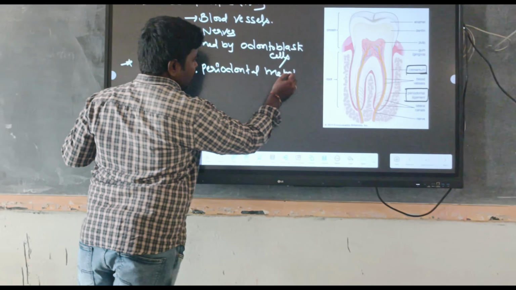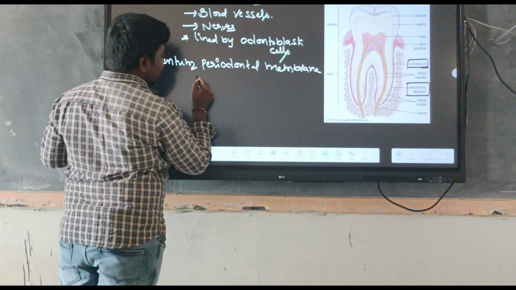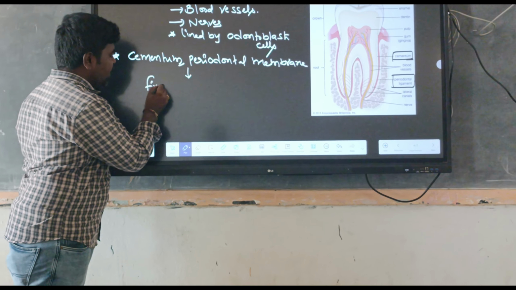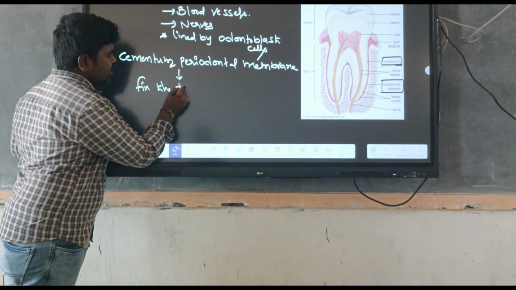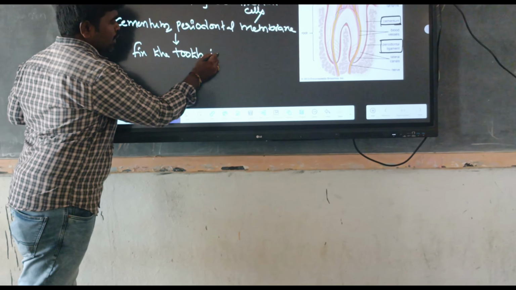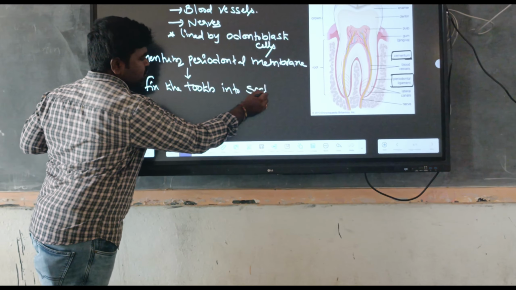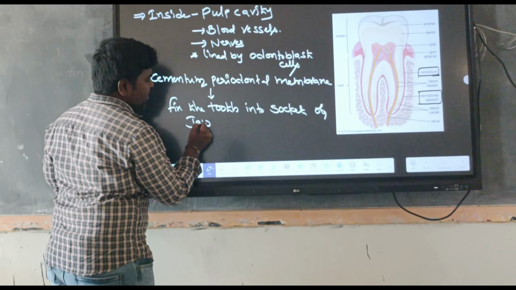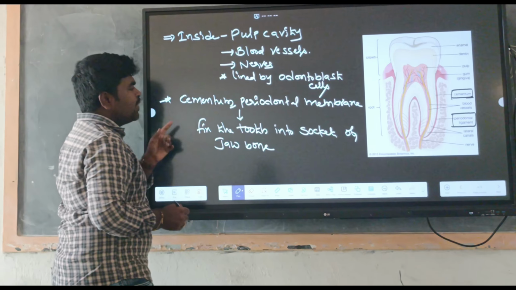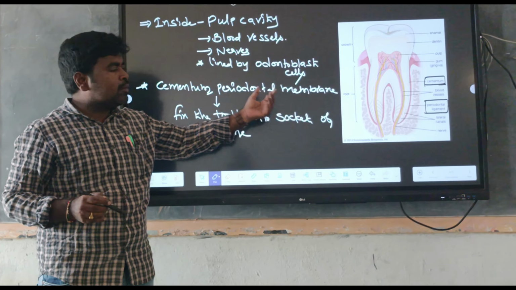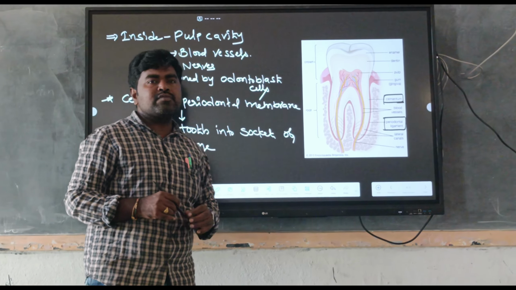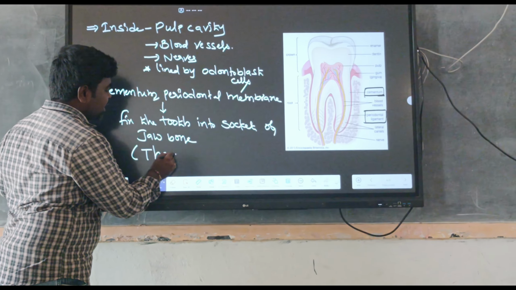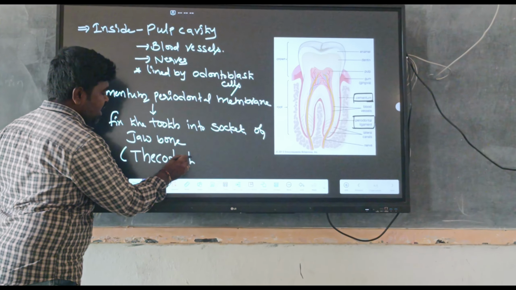Cementum and periodontal membrane, both of these help fix the tooth into the socket of the jawbone. With the help of the cementum and the periodontal membrane, the tooth is fixed into the socket of the jawbone. That's why human dentition is called thecodont dentition.